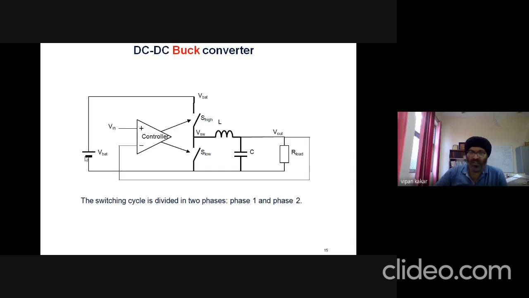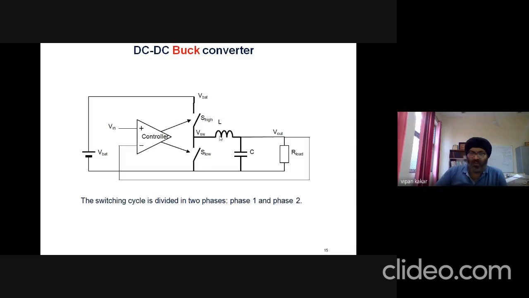We have a DC input over here. We have a controller over here. Any amplifier can be used, or a digital or analog controller. We'll see later on. So this is one switch which is called the high switch, the high level switch. This is the low switch. Low switch means connected to the ground, low potential. High switch means connected to the positive terminal of the battery, or a high potential.